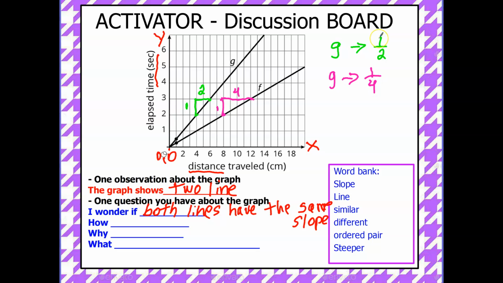So when you look at these two slopes, we can see that they're not the same. So why is line G going up faster or getting steeper faster? The reason is 1/2 is bigger than 1/4. Oh, that's a bad 1/4. Well, let's try this again.